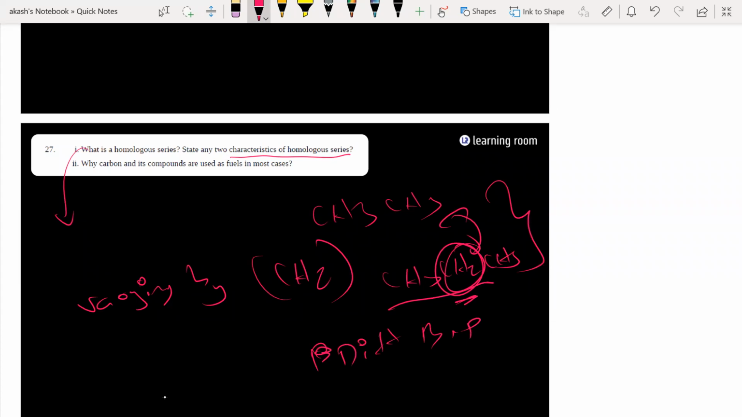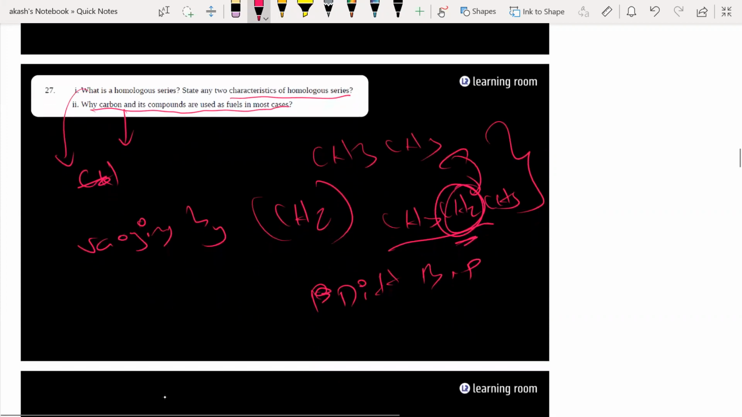Next. Why are carbon and its compounds used as fuels in most cases? Now it's because they easily undergo combustion. Right? For example, take LPG gas. I don't know whether you have seen it. In the LPG cylinder, they have written butane and propane. Have you seen that, guys? I don't know how it works in Bangalore, but if you have seen, go to your kitchen and see your cylinder. Somewhere it will be written propane and butane. Now, what is the point there? It's all about whether they are able to undergo combustion or not.